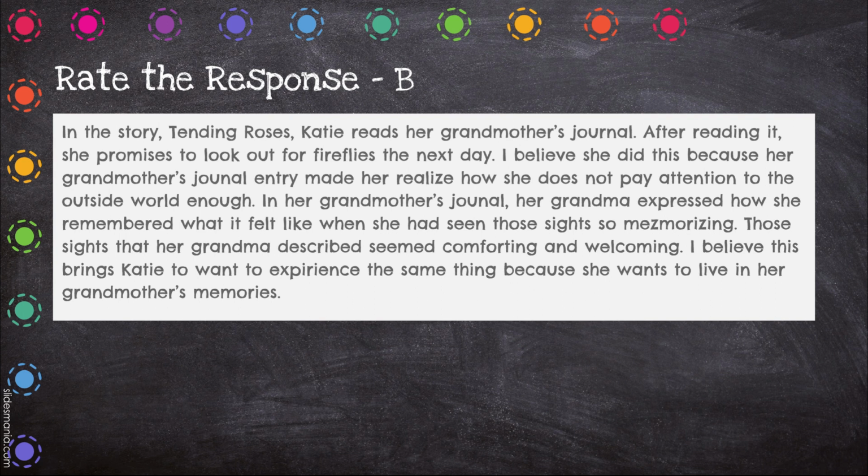In the story, Tending Roses, Katie reads her grandmother's journal. After reading it, she promises to look out for fireflies the next day. I believe she did this because her grandmother's journal entry made her realize how she does not pay attention to the outside world enough. In her grandmother's journal, her grandma expressed how she remembered what it felt like when she had seen those sights so mesmerizing. Those sights that her grandma described seemed comforting and welcoming. I believe this brings Katie to want to experience the same thing because she wants to live in her grandmother's memories. All right, it's a short essay, but let's compare it to the rubric.